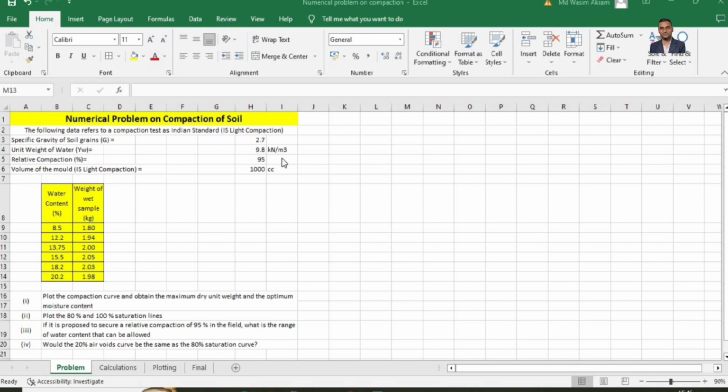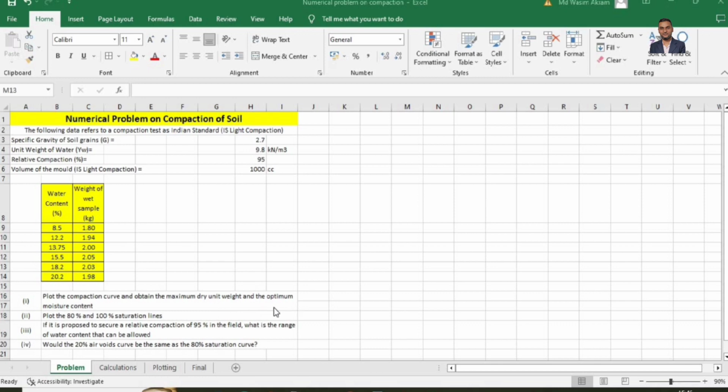Relative compaction is given in the question, that is 95%. And volume of mold in case of IS light compaction, we all know it is 1000 cc. IS light compaction test was done in the laboratory, and the result is tabulated in this table. The water content in percent and weight of wet sample in kilogram is given here. For example, for water content at 8%, weight of the wet sample is 1.80 kg. Similarly, 5 other data points are given in this table.